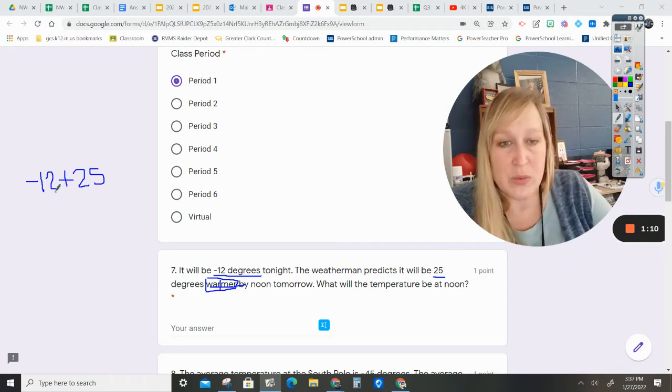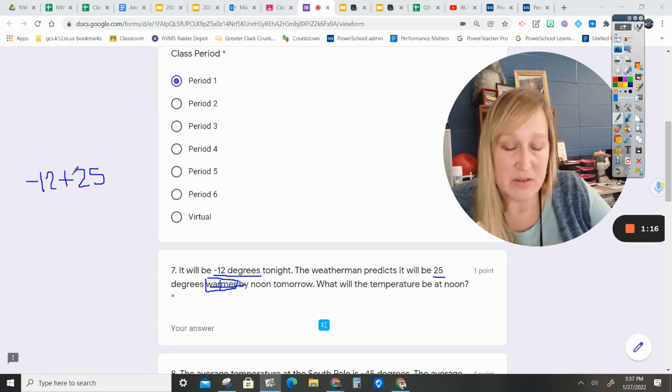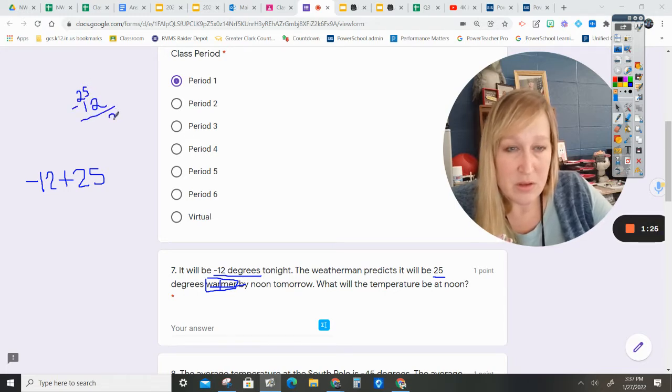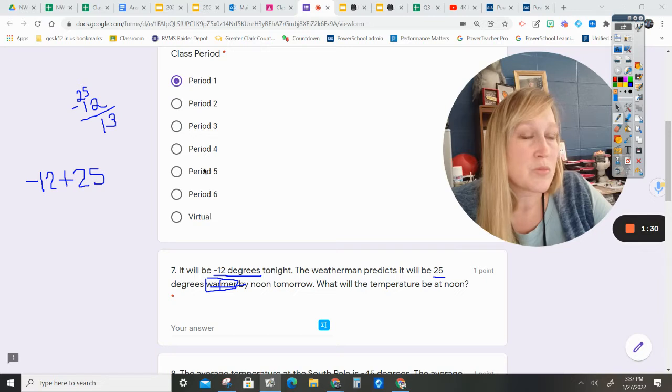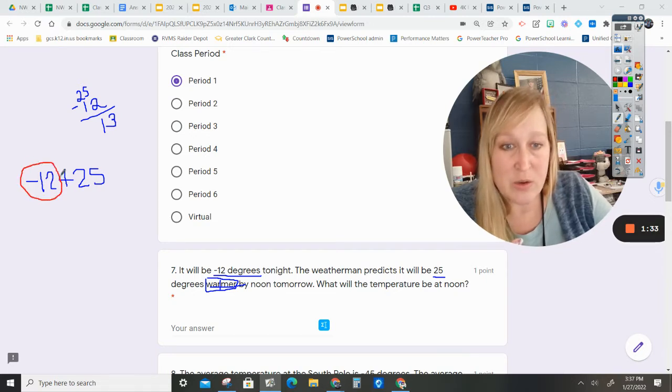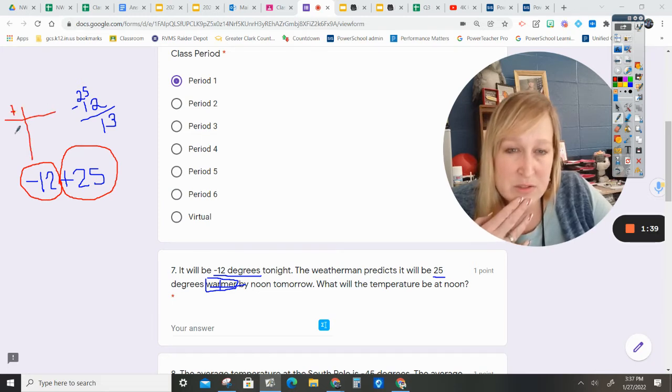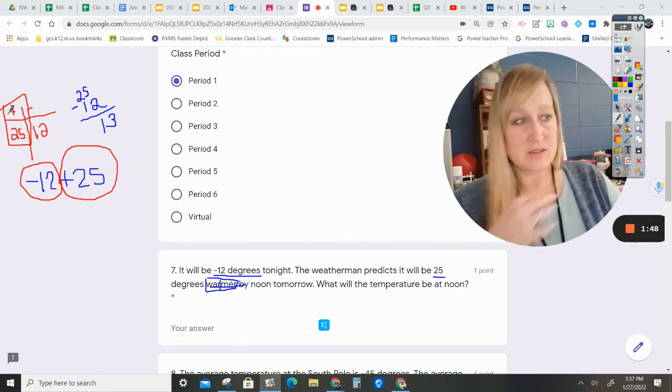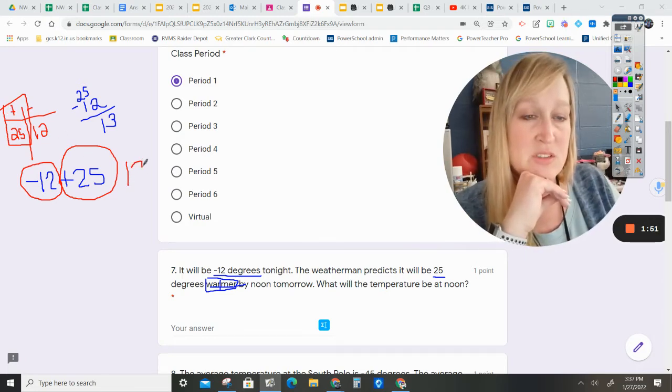All right, so I'm going to do my think pattern, and I have two different things, a positive and a negative. So that means I need to subtract them. So I'm going to do 25 minus 12 equals 13. And then I'm going to look at them, and I'm going to decide if it's going to be a positive or a negative. In this case, my positive is 25. My negative is 12. So therefore, the positive is the one that is the bigger absolute value. So the answer is 13.